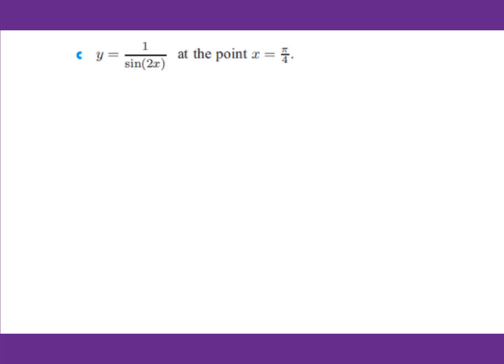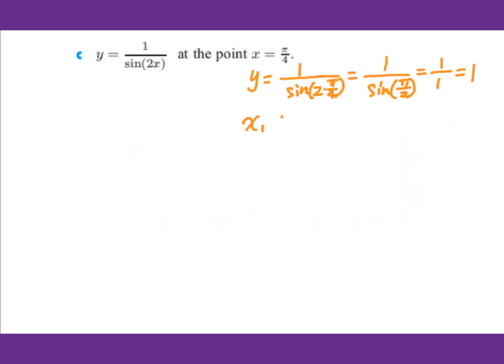You are given x equals pi over 4, so we can get y equals 1 over sine of 2 times pi over 4. You will get 1 over sine pi over 2. Sine 90 equals 1, therefore it equals 1. So we get x1, y1. You will have pi over 4 and 1.